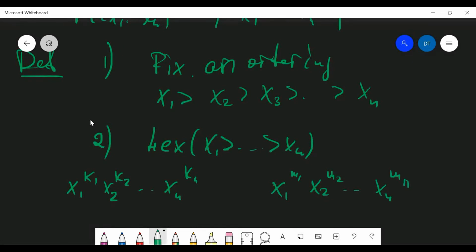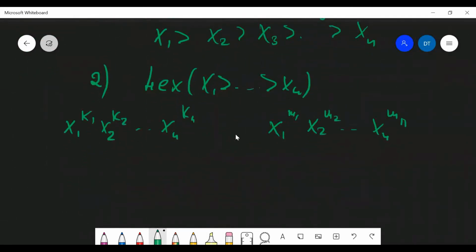So we have two monomials, and now we want to compare them. First of all, I need to rewrite these monomials in the form such that the highest variable is on the left, the next highest variable is the next one, etc. Since I fixed this specific ordering, we already have this property. So x1 is the highest, the next one is x2, the next one is x3, and so on. So I just want to write them from highest to least, from left to right. Here is the procedure to compare these two monomials. First of all, I need to compare the degree of the highest variable. So let's compare k1 and m1.